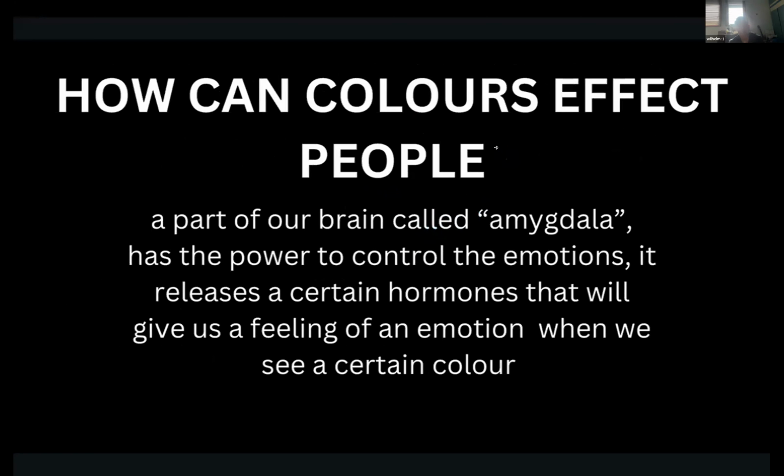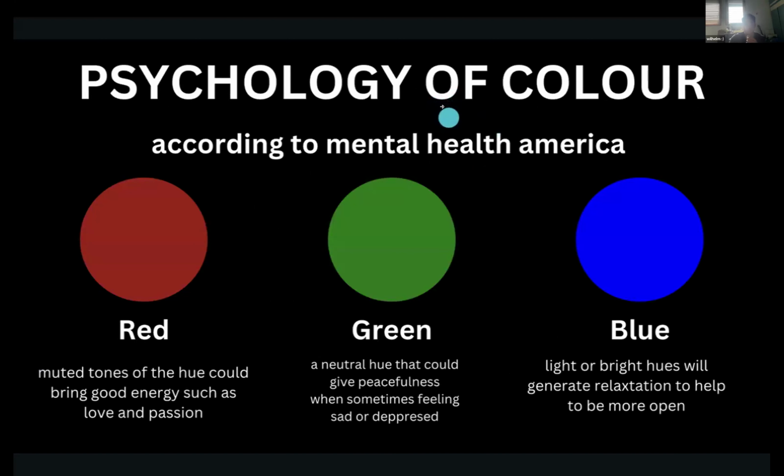So how can color affect people? There's a part of our brain called the amygdala, which controls our emotions, and when we see a certain color, it releases certain hormones that give us a feeling of that emotion. So, the psychology of color. According to Mental Health America, there are several colors, but I picked five: red, green, blue, orange, and yellow, which give more positive vibes when people see them.